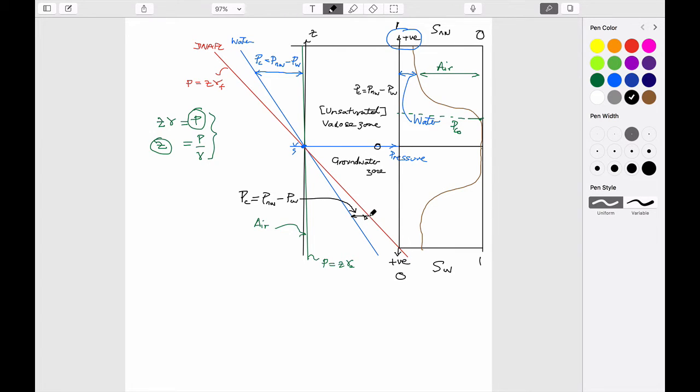This is the pressure in the non-wetting fluid. This is the pressure in the wetting fluid. And by definition, since this is larger than this, it's going to be positive also. So in other words, the axis for this is positive, the axis for this is positive, and the capillary pressure versus saturation curve would look exactly the same.